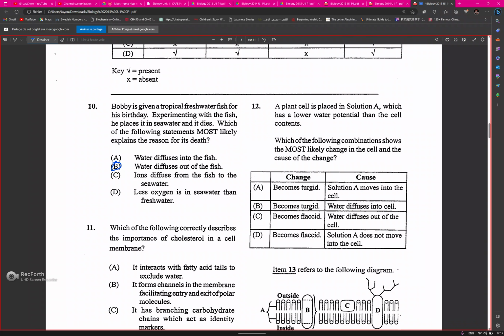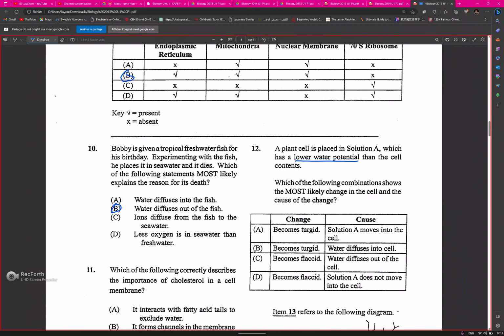Alright. So 12. A plant cell is placed in a solution which has lower, not higher, but lower water potential than the cell contents. Which of the following combinations shows the most likely change in the cell and cause of the change? C. It has lower water potential.